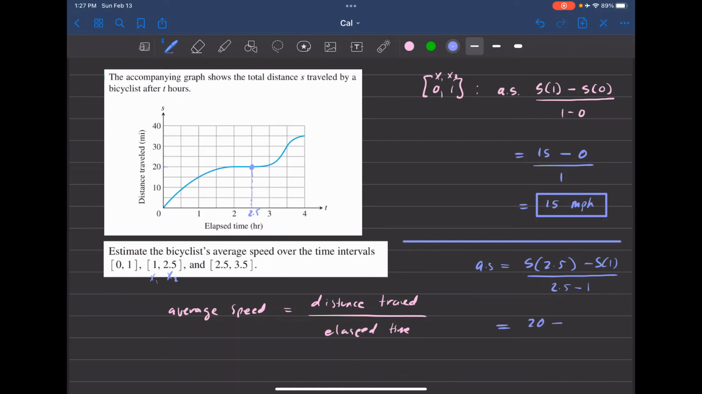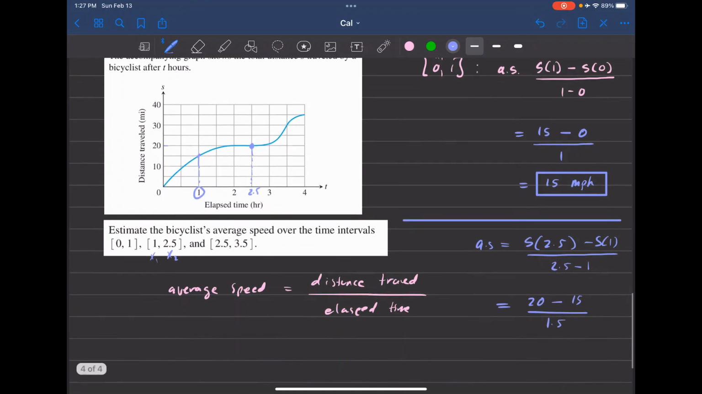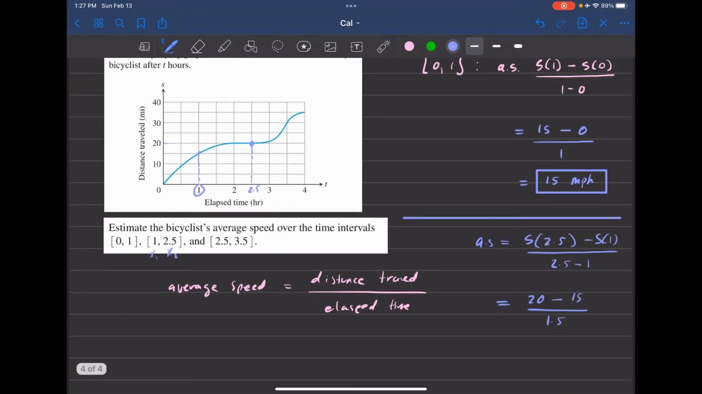Well, we know what that is. That's right here, and we said that that's 15, all over 2.5 minus 1. That happens to be 1.5. So 20 minus 15 gives us 5 over 1.5. And this is approximately 3.3 miles per hour. So that would be the average speed over that specific interval.